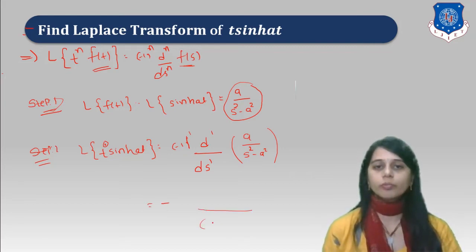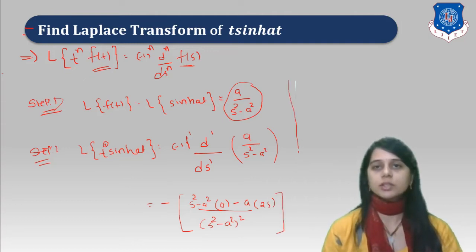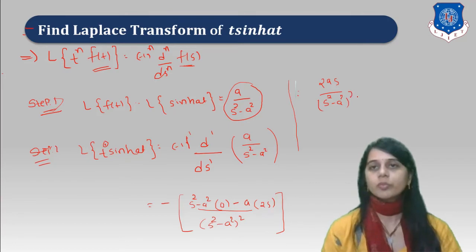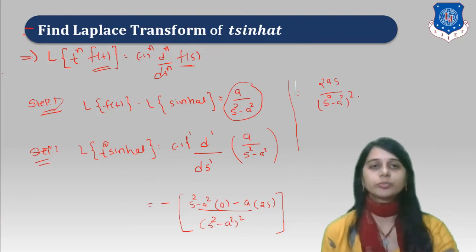This is the u by v rule: s square minus a square whole square in the denominator. The denominator s square minus a square as it is, differentiation of the constant with respect to s is 0, minus a as it is, and differentiation of the denominator is 2s. So we get as an answer minus minus plus 2as upon s square minus a square whole square. So this is an example and the solution of the Laplace transform of t sine hyperbolic at.